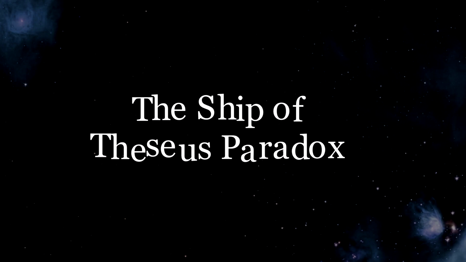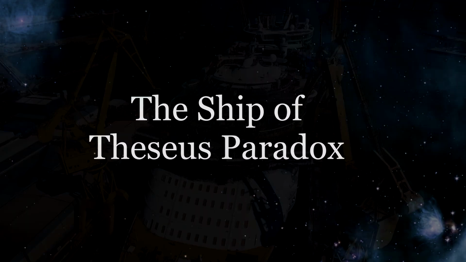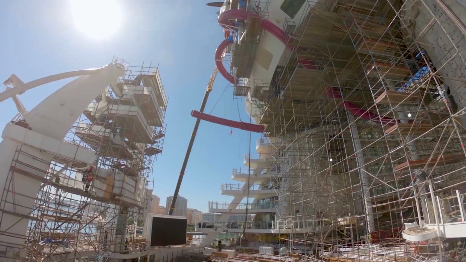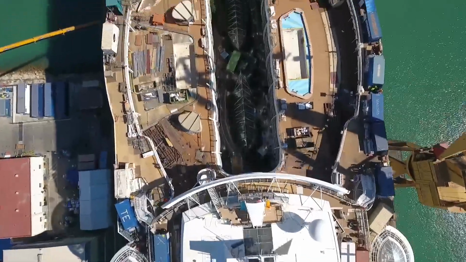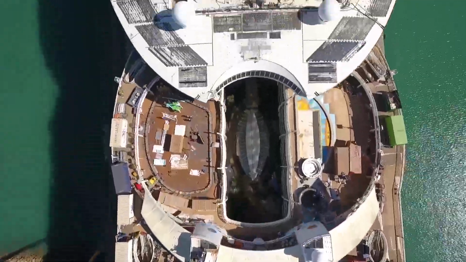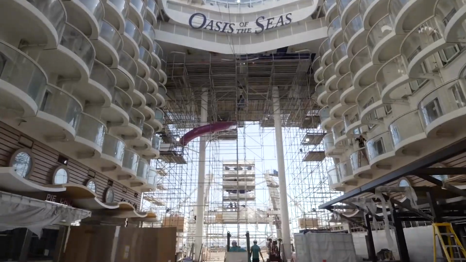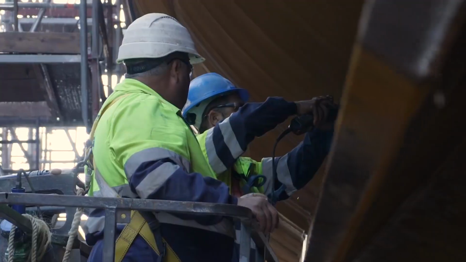The ship of Theseus paradox. The ship of Theseus paradox is a thought experiment that asks whether a ship that has had all of its parts replaced over time is still the same ship. If you replace one part of the ship, it's still the same ship. But what if you replace all the parts? This paradox raises questions about identity and change.